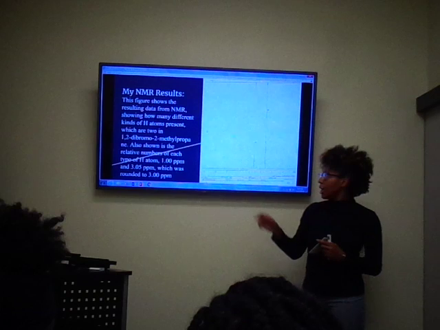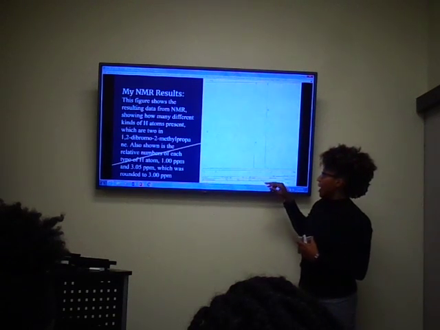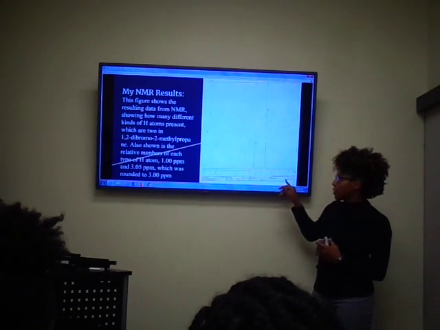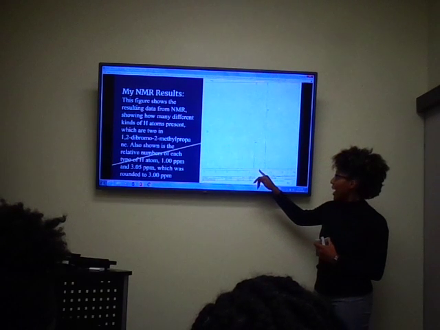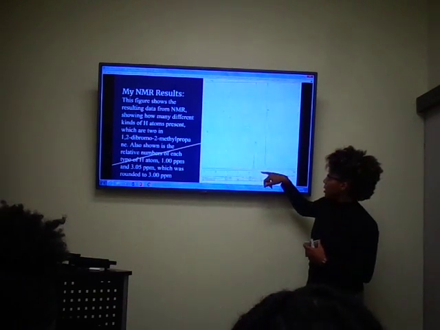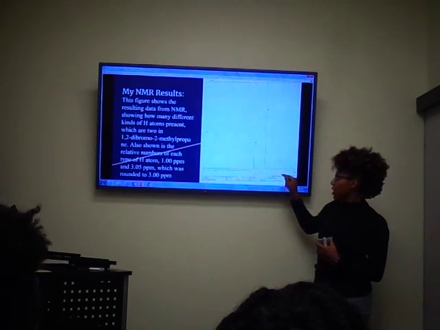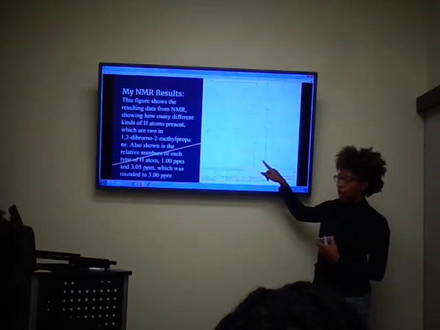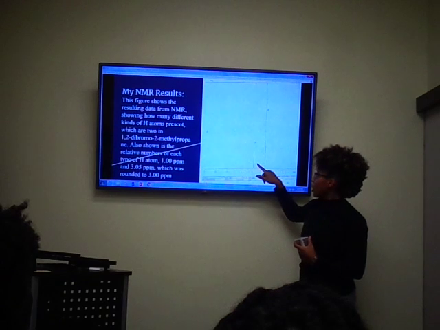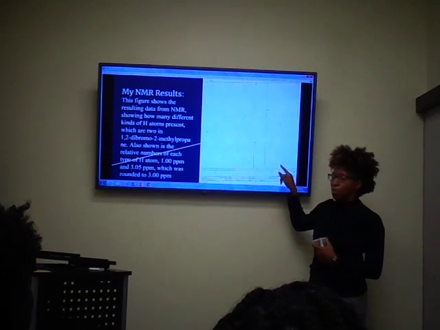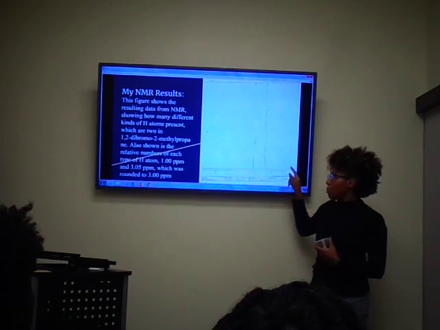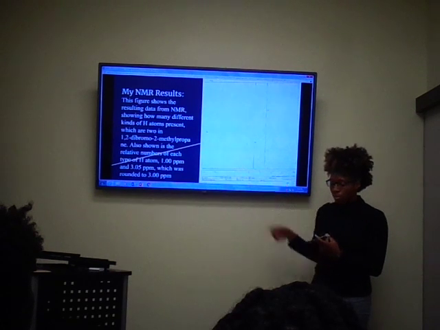During my NMR, it showed how many different kinds of hydrogens were present, which is 2. And the number on the peak is the relative hydrogens in each environment. So the first one is 1.0, which was only 1, and then my second one is 3.05, which we rounded to 3 because that's the closest number.